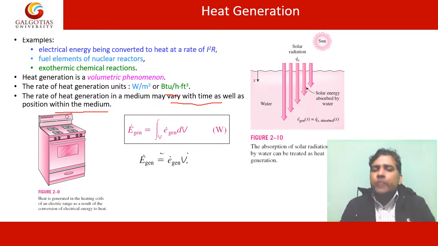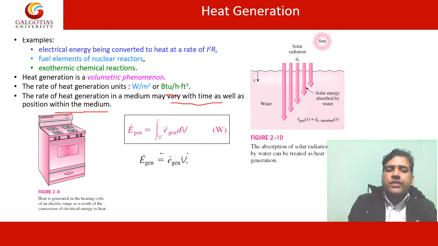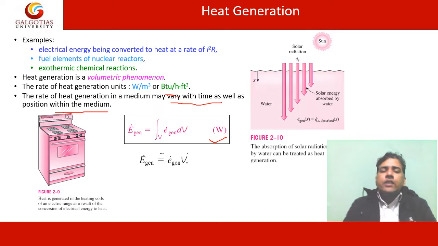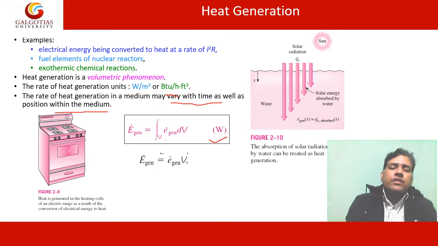Generally, heat generation is given using this equation. Total heat generation is given as a function of the heat generation per unit volume and the volume of the body itself. So heat generation is E gen integrated over dV, integral over V.